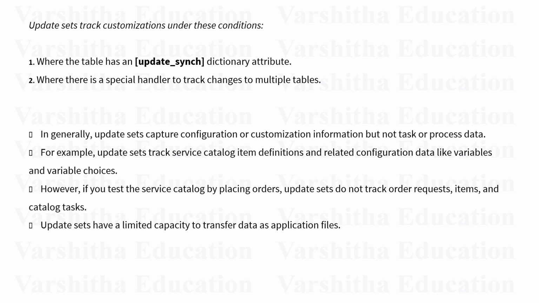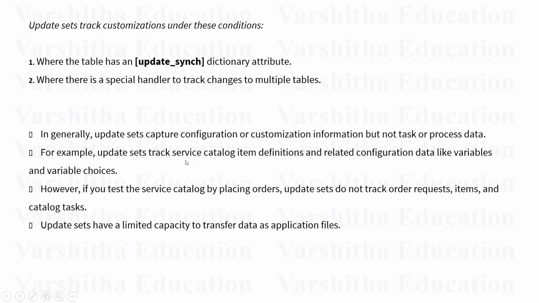Update sets track customizations under these conditions. What are the conditions? Where the table has the dictionary attribute update_synch. So in this area only, in the dictionary only, customizations will be tracked. And where there is a special handler to track changes to multiple tables. Generally, update sets capture configuration or customization information but not task or process data.